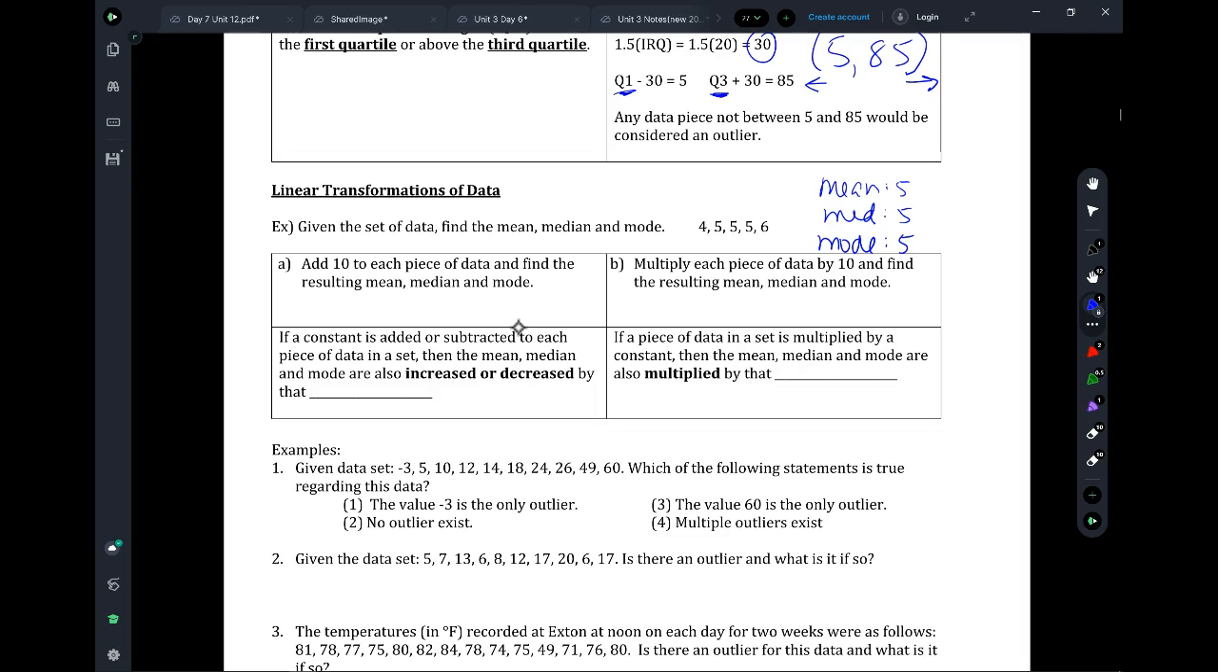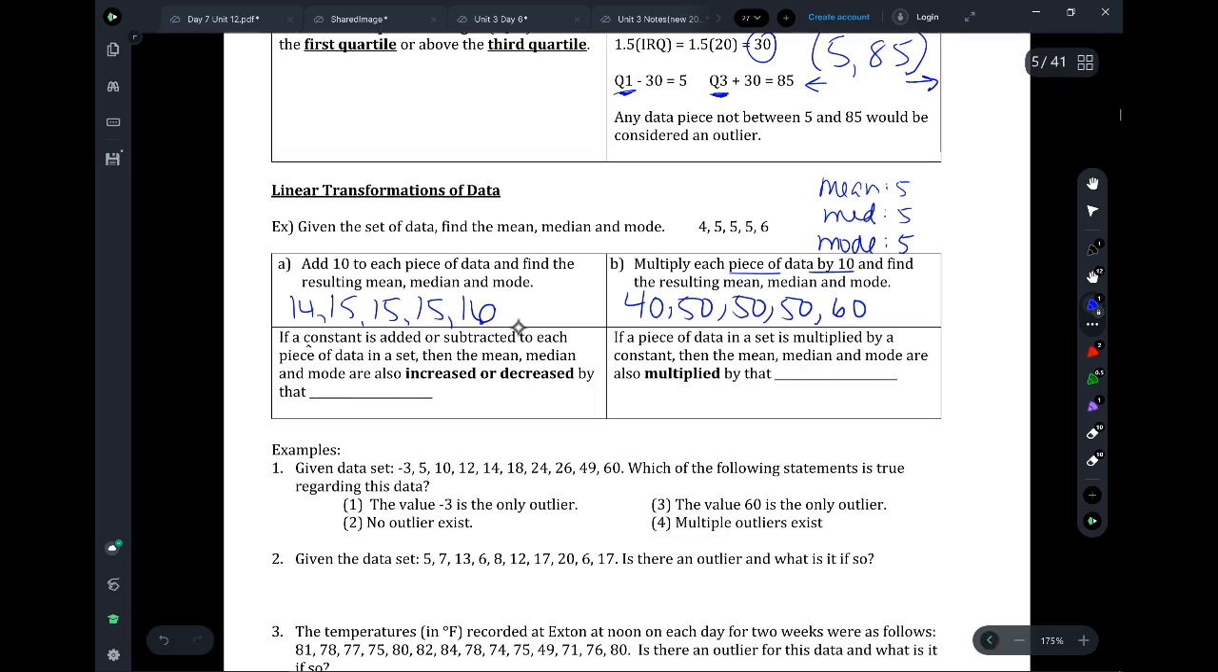But if I were to add 10 onto each of their values, it would become 14, 15, 15, 15, 16. My mean, my median, and my mode would all be 15 now. If I multiply each of these data values by 10, instead of adding 10, it becomes 40, 50, 50, 50, 60. Now the average, the median, and the mode are all 50.